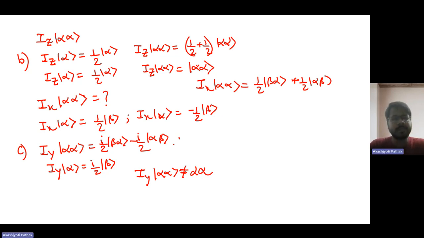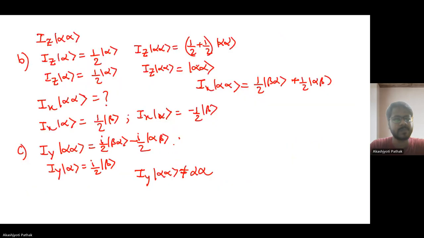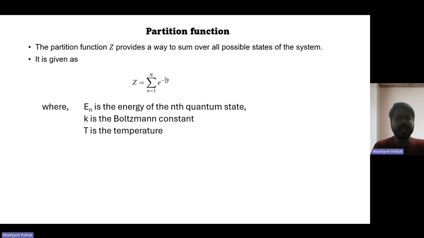Is this concept clear? So IX mixes the two spin system. When IX acts first, it will act on alpha and we will get half beta, and then again it will act on this half beta and we will get half alpha. So alpha alpha is getting mixed into beta alpha plus half alpha beta, and IY introduces a phase factor. So we get half beta alpha minus half alpha beta.